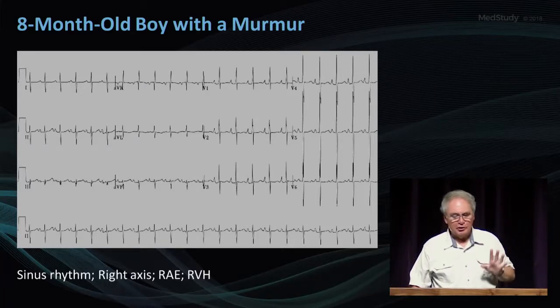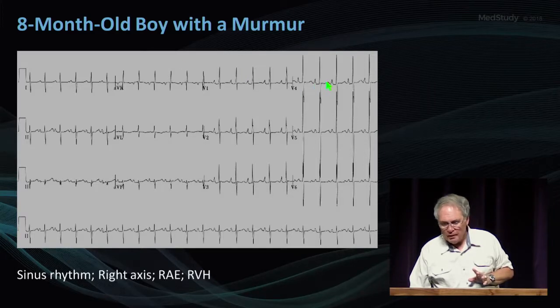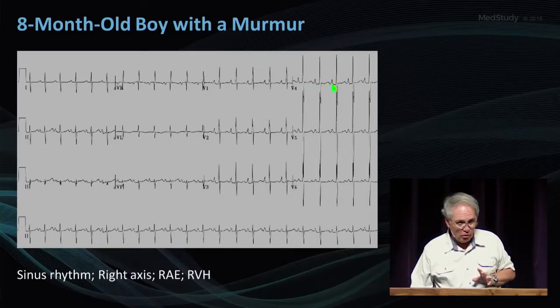Okay, let's continue. Let's look at the P waves, looking for hypertrophy, and lo and behold, remember what I said about tall, tented, peaked P waves as a sign of right atrial enlargement? This child has definite evidence of right atrial enlargement.